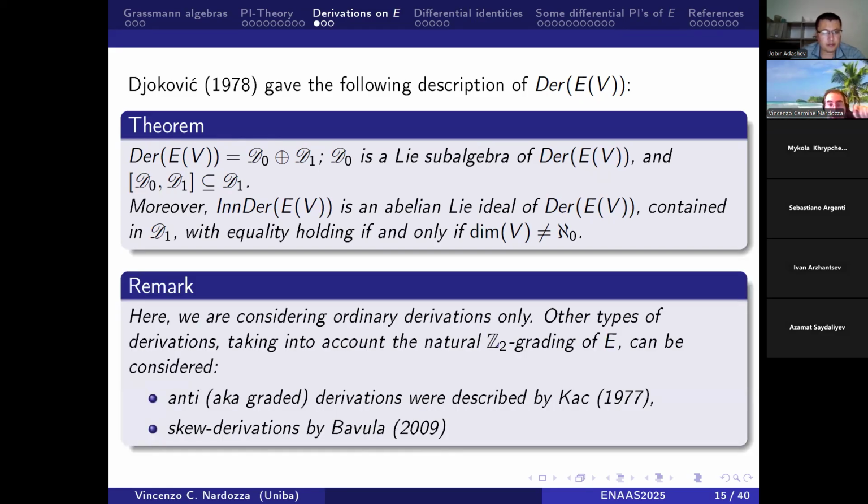I have to remark that here we are considering just ordinary derivations. There are other types of derivations taking into greater account the grading, and they may be considered, they are the so-called anti-derivations, also known as graded derivations. They were studied by Kac before the work of Djokovic. And there are the so-called skew derivations described by Bavula in 2009. Okay, but the work of Djokovic stated this.